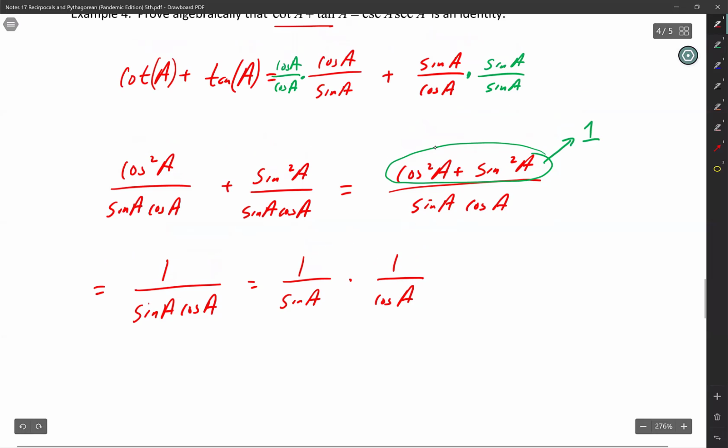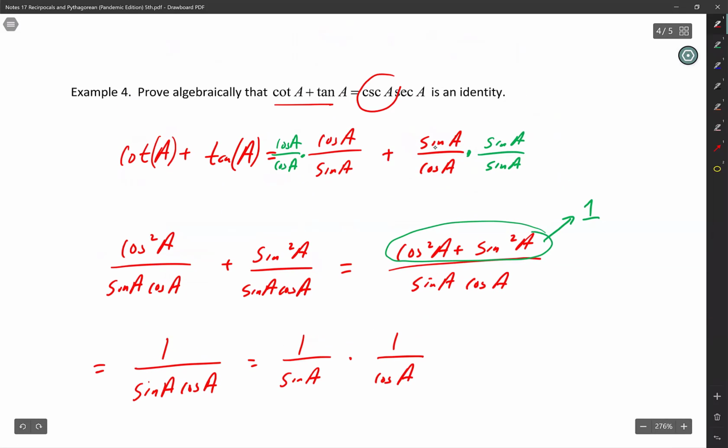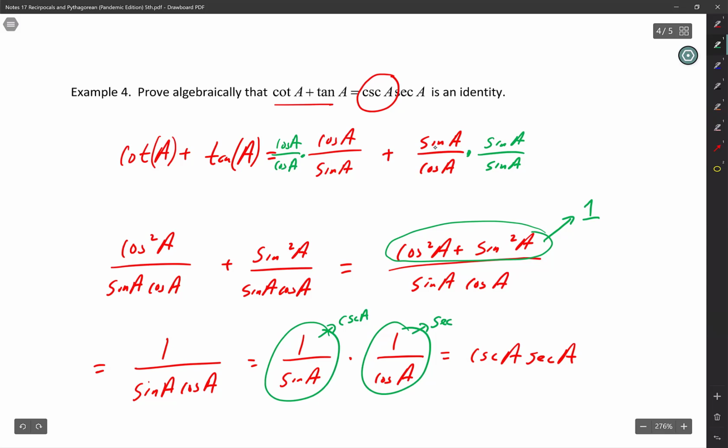Now what? Well, look. Sorry, I said that wrong. Sine A does not equal cosecant A. 1 over sine A equals cosecant A, and 1 over cosine A equals secant A. I'll circle it for good notes. This one is cosecant A, and this one is secant A.